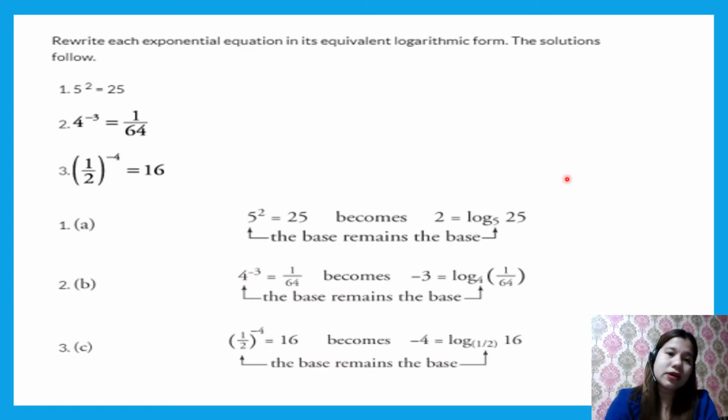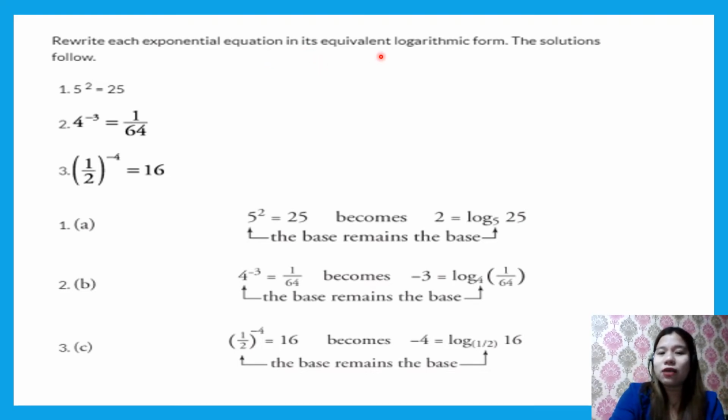So we have here samples. Rewrite each exponential equation in its equivalent logarithmic form. So ito yung ating mga exponential equation or form. Okay? So b squared is equals to 25. So here the solution, ito yung the base remains the base. Okay? So yung exponent, ito lang yung nandito. Okay? 2 equals to, we have this logarithm, and then yung pinaka-answer yung nandito, 25, and then base ito rin.